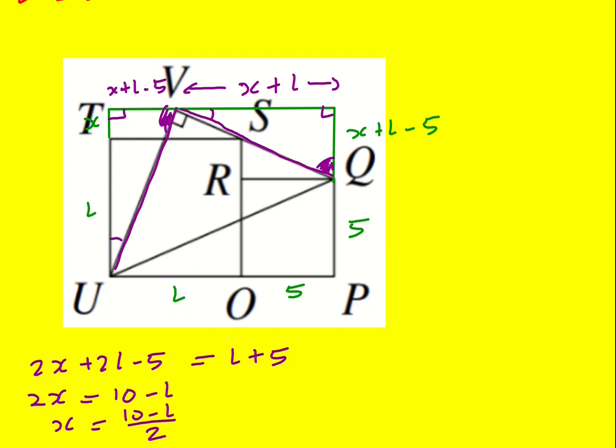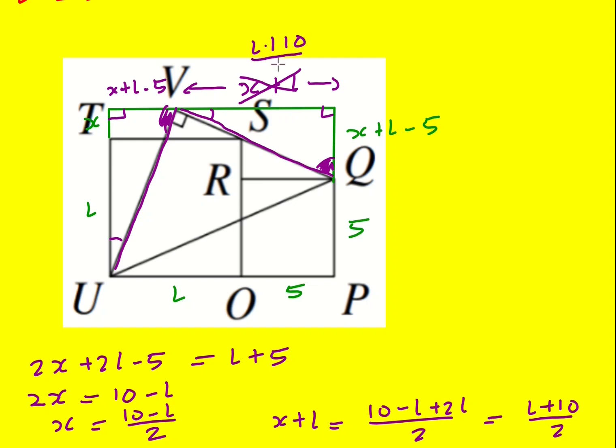Let's sub them back in. So x plus L will suddenly become 10 minus L plus 2L over 2, because L is just 2L over 2. And that will get me L plus 10 over 2. Let's change that now to L plus 10 over 2. And I could do the same with x plus L minus 5. So that is going to be very similar, but I'm also minusing 10 over 2. Actually, this is going to become L over 2.